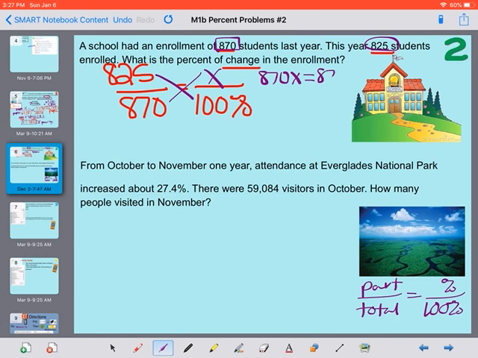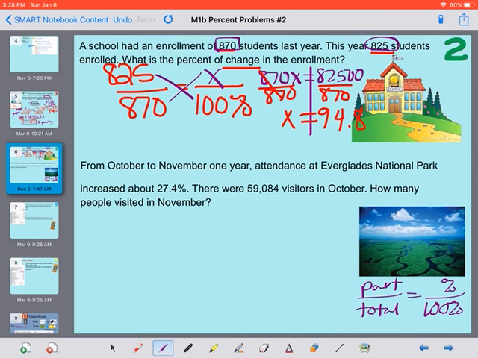825 times 100, you're really just putting your 2 zeros on the end, moving the decimal 2 spots to the right. And then divide by 870. 870 goes into 870 one time, so we have 1x or just x. So 82,500 divided by 870 gives me 94.8 if I do 1 decimal. If you want to round it up to 95%, that's fine. But that's the percent that stayed the same. There were about 800 and some students that were there the same.